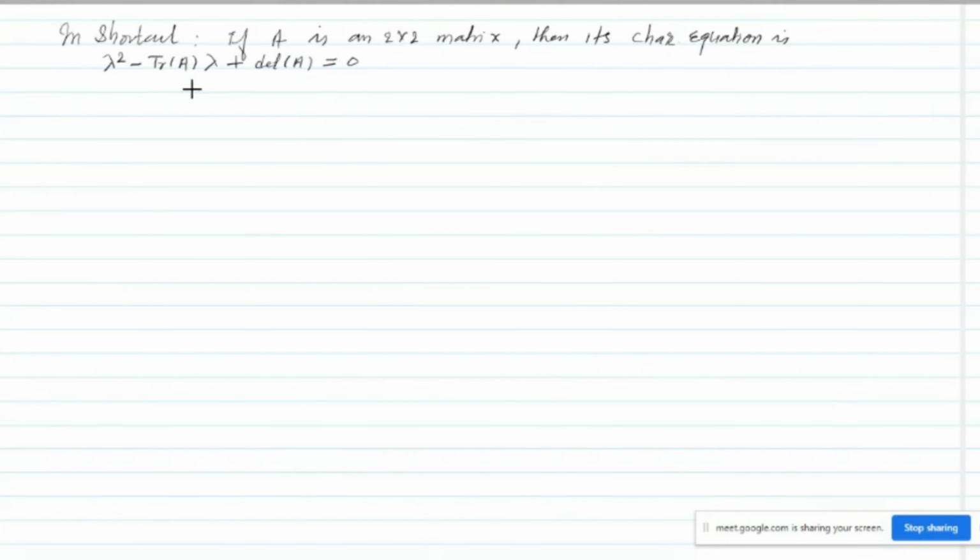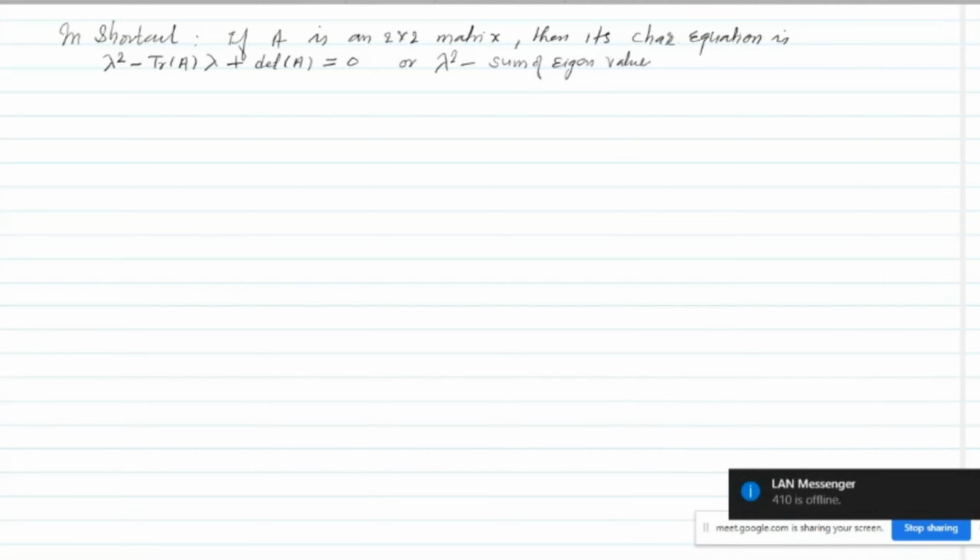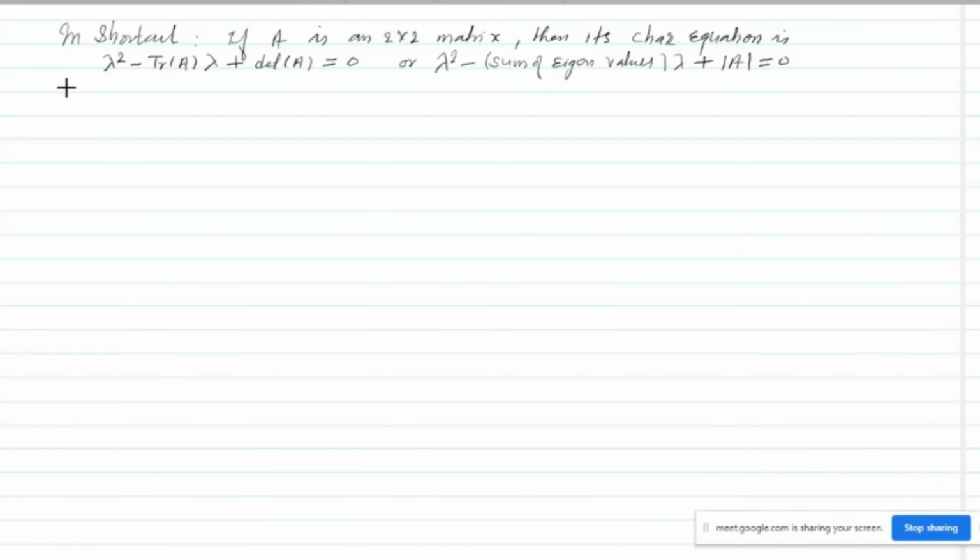The signs will alternate: plus, minus, and plus. Or you can write another way: lambda square minus sum of eigenvalues into lambda, and plus determinant of A equal to 0. Whether you write it this way or that way, it is fine. Let us see how to write it.